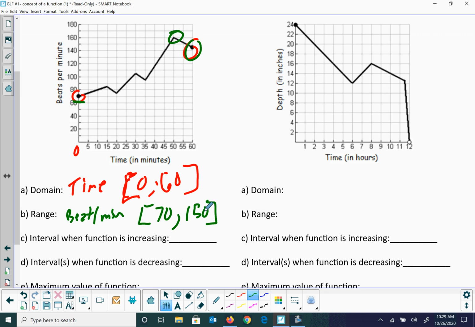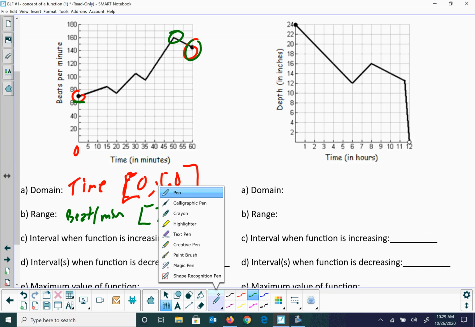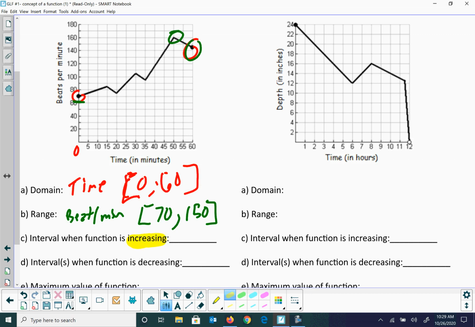When is the interval increasing? So I'm going to highlight this. Increasing means it's going to the right, going upright. So those are the reasons it's increasing. It's decreasing when it's going down to the right. Okay? And we can list those as kind of a set.